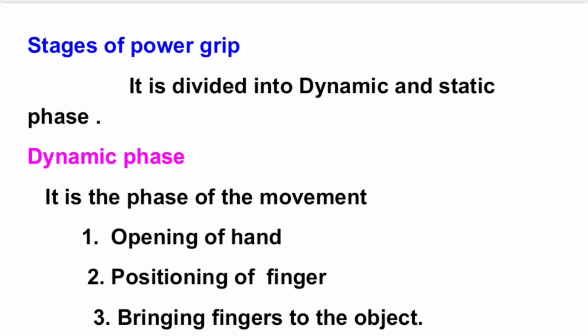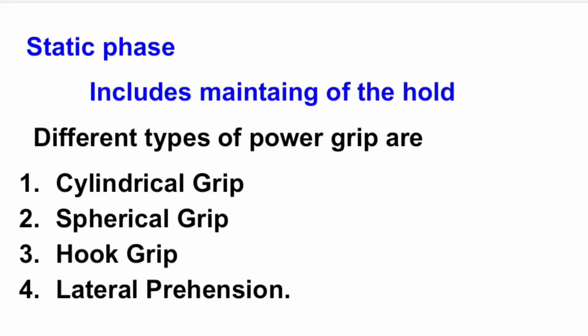Stages of power grip. It is divided into dynamic and static phase. Dynamic phase is the phase of movement. First, opening of the hand. Second, positioning of the fingers. Third, bringing the fingers to the object. Static phase includes maintaining of the hold. Different types of power grip are cylindrical grip, spherical grip, hook grip, and lateral prehension.